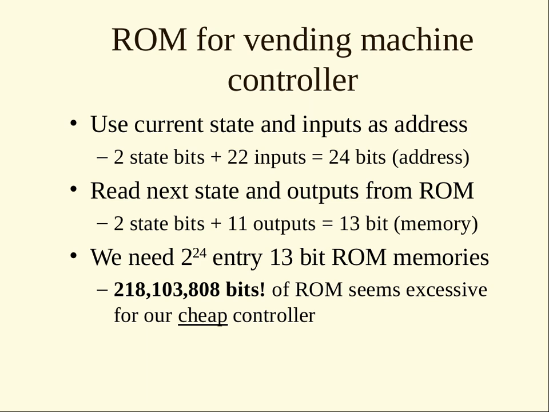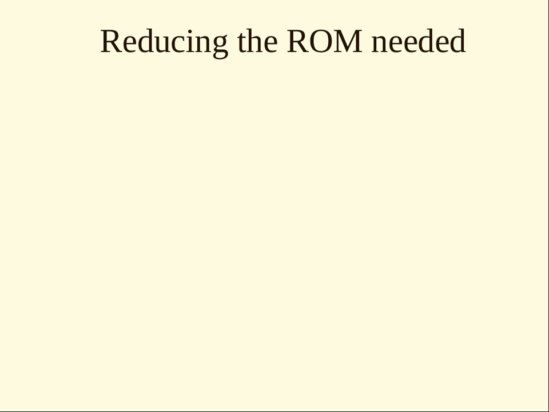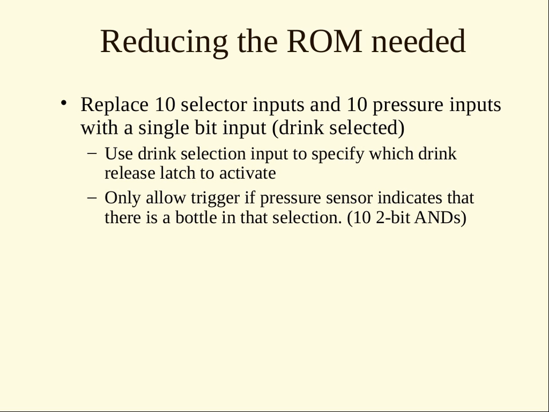Especially if we're trying to build a cheap controller, that's not going to happen. So we already have a problem, and we were just trying to make things simple. So how can we reduce this? Well, replace the 10 selector inputs and 10 pressure inputs with a single input. Because in reality, we just want to know, did they hit the drink selection button? And then just have a little other logic behind the scenes to figure out which one was actually selected later. So we just need to know drink selection.